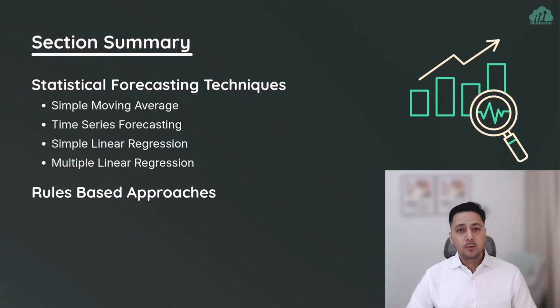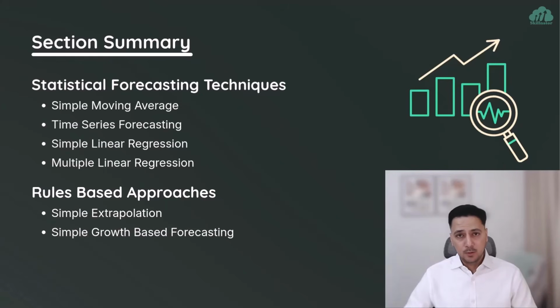We also covered two simple rule-based approaches: simple extrapolation, which assumes future demand will look like the most recent past, and is mainly useful for discontinued products or newly launched products where we have very limited data history. We also talked about simple growth-based forecasting, where we apply a fixed growth rate to last year's demand, often used for low volume, low impact SKUs where building complex models is not justified. Now, an important point to emphasize is this. There's no single forecasting technique that is best for all the products. Different SKUs behave differently. Some are stable, some are seasonal, some are driven by price or promotions, and some simply do not justify advanced modeling.